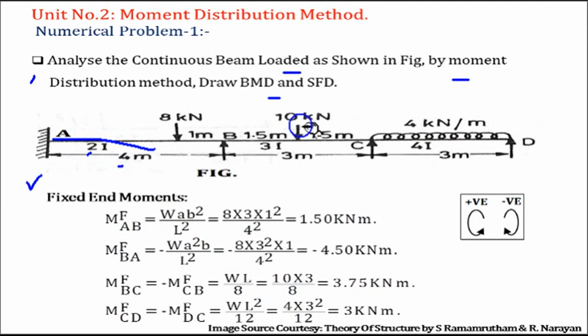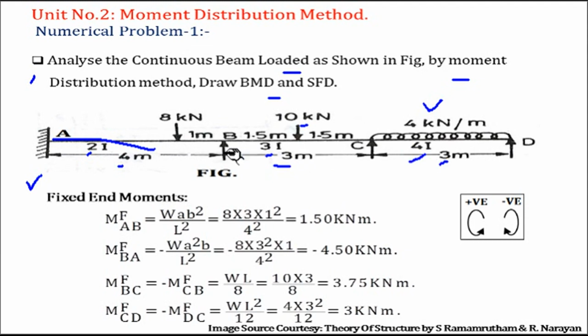Span BC is loaded with a point load of 10 kN at mid span, and span of BC is 3 meter and moment of inertia 3I. For span CD, load is 4 kN per meter UDL, span is 3 meter and moment of inertia 4I.